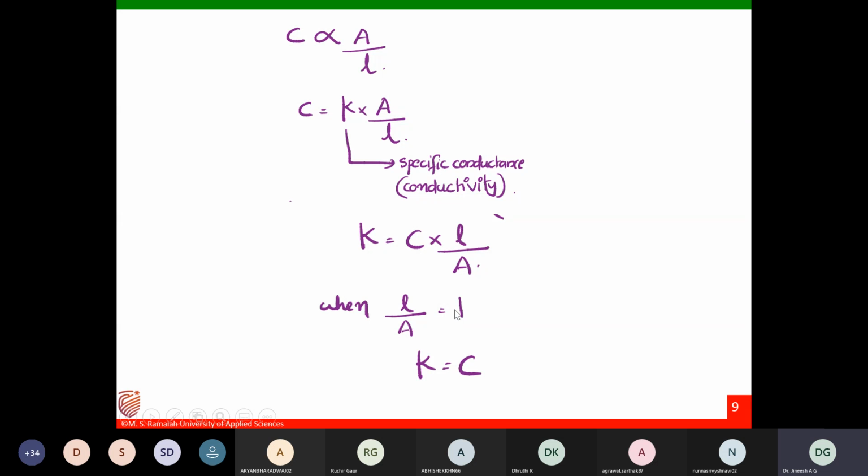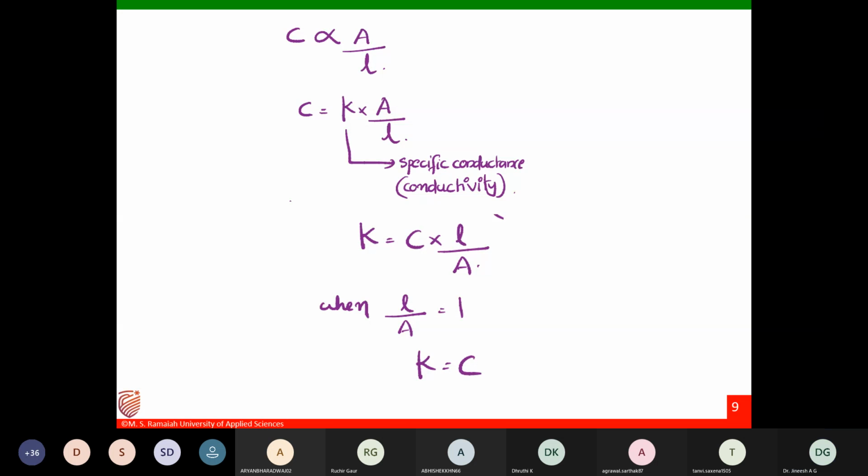Imagine the cell constant is 1. Cell constant 1 means length of the solution 1, area of the cross section 1, then L by A will become 1. Am I right? Yes, sir. Then if the cell constant is 1, then kappa, the conductivity, becomes conductance. When L by A equals 1, conductivity equals conductance.